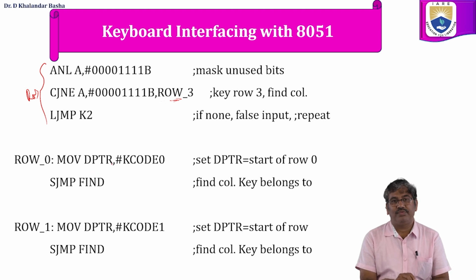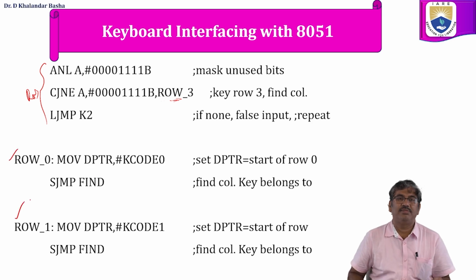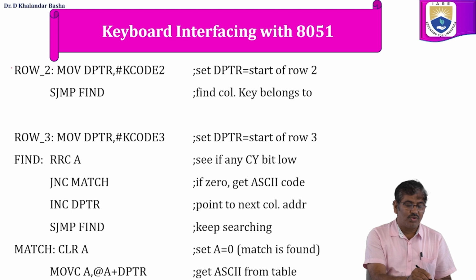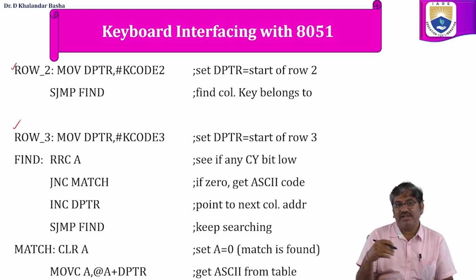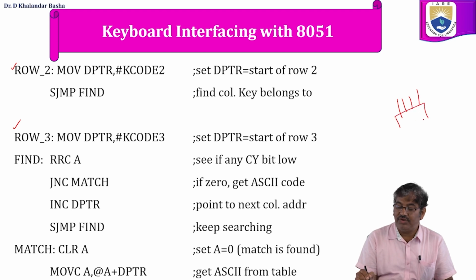So we'll load the address of the key code value. Then we go for finding out by calling the label find. So it is for row 0, row 1. The same logic will be applied for each and every row, row 2 and row 3. In the find, once we read the column values where the switch is pressed, we are going to have the 0th index, 1, 2, 3. We will find out only these 4 positions.